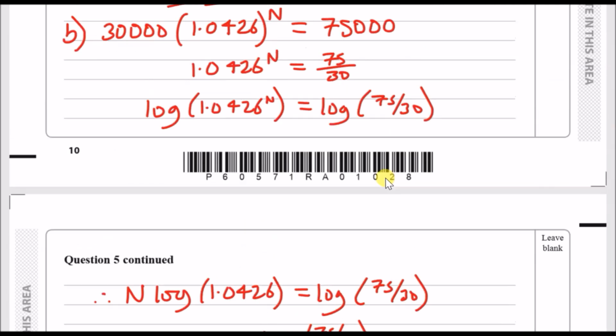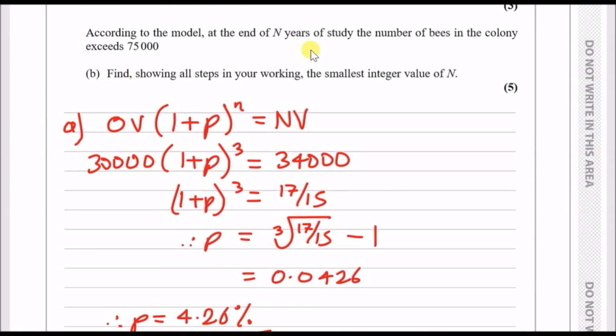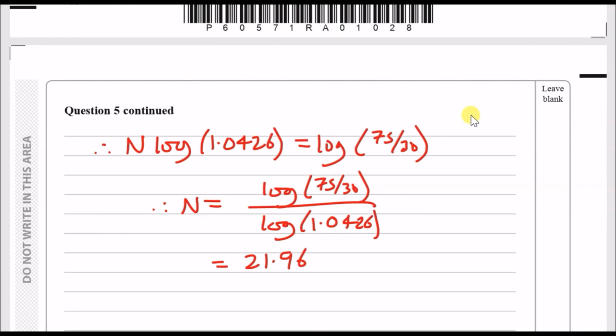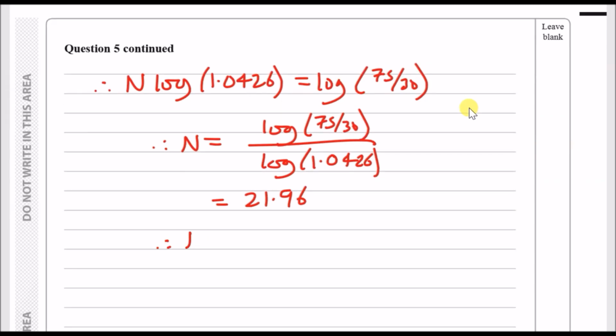And then just drop that in the calculator and you should get an end result of 21.96. And they said something about the fact that we need to find the smallest integer value of n. And well, because we know that it exceeds 75,000, so essentially we could say that n, therefore, so I should correct this, therefore n exceeds 21.96. This means that n has to be 22 because that's the smallest possible integer after that number. And that's it, guys, we're done.